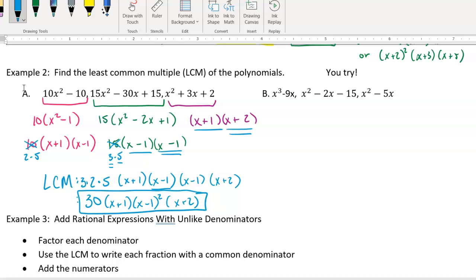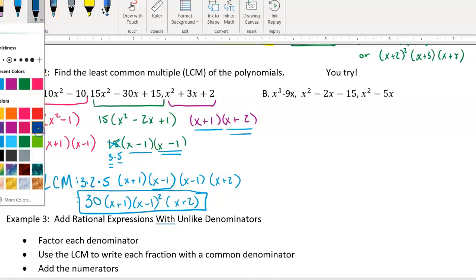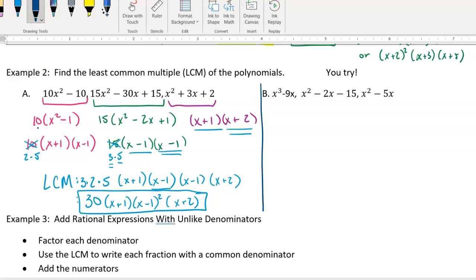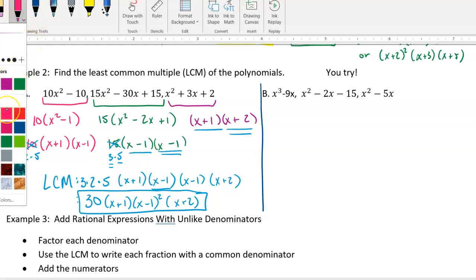All right, I want you guys to try this next one on your own. So do your best. I know this is a little tricky, but at least see if you can factor these down and see if you can get started on the LCM there. So go ahead and try this one on your own. Pause the video and hit play when you're ready to check your answer. All right, let's see how you did.